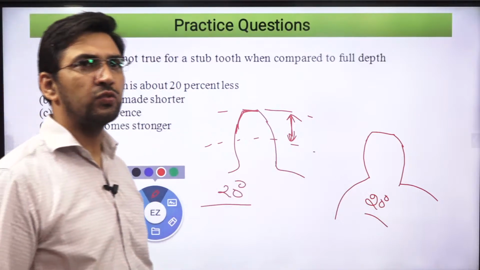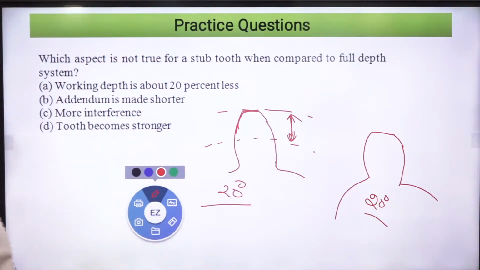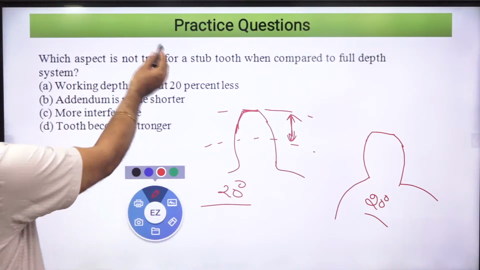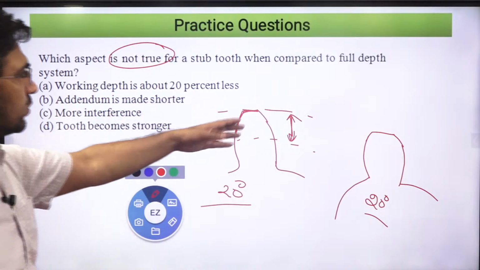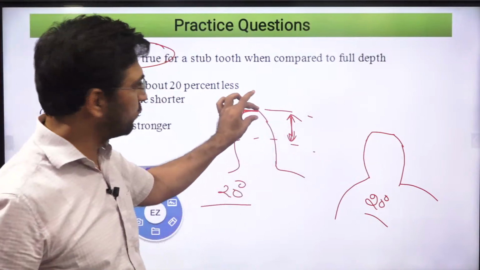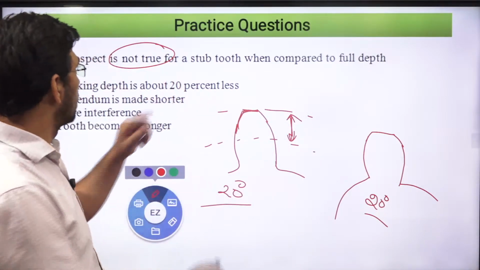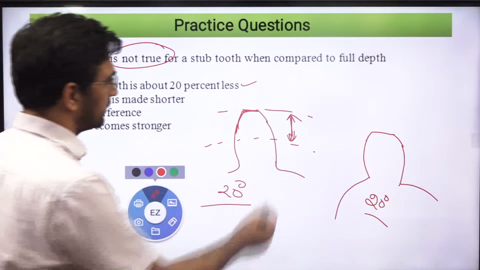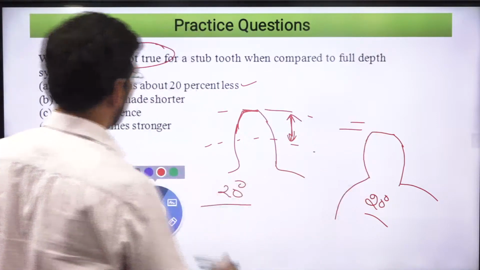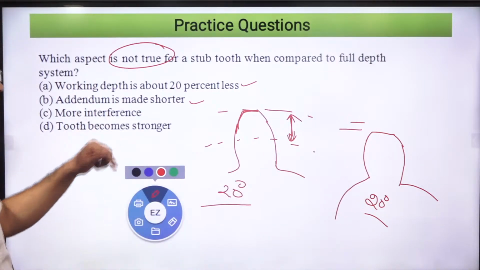You would have various reasons for making that, but what do you say? Which aspect is not true? What is true then? Working depth is about 20% less. Working depth will automatically reduce because you have reduced this portion. So obviously this is true. Addendum is made shorter, by a small amount. This is also true.